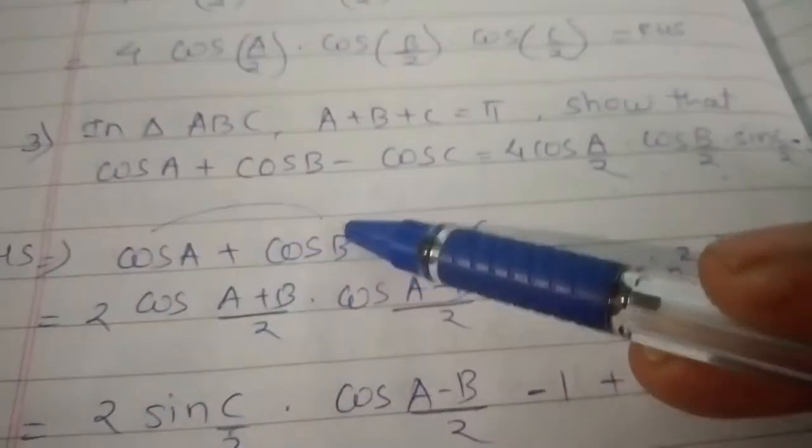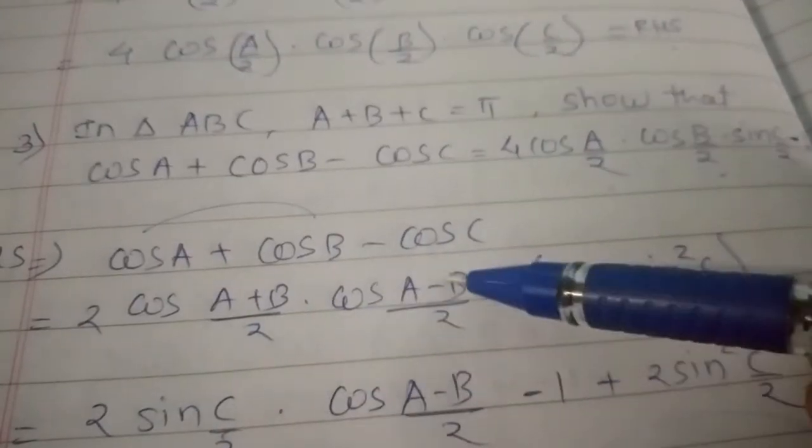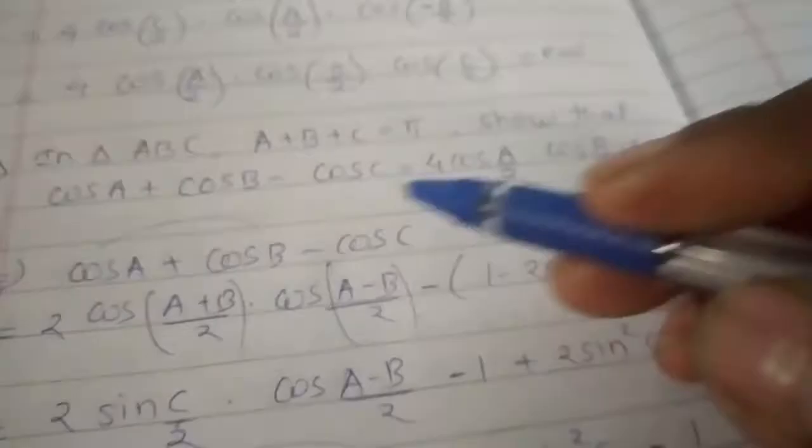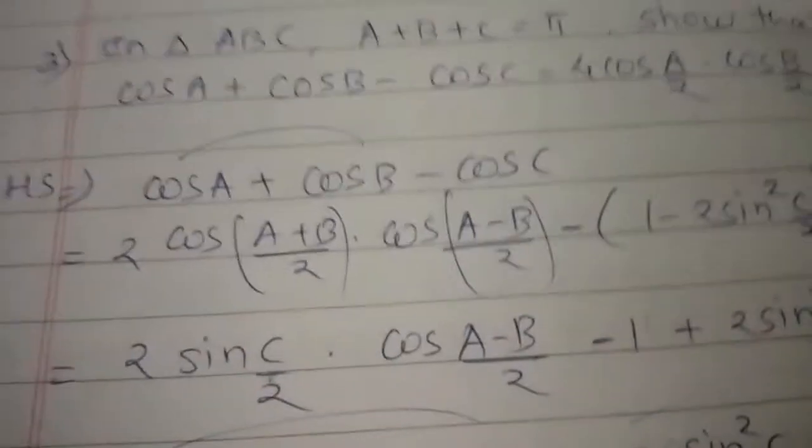Now we are applying the formula for cos A plus cos B, that is nothing but 2 cos (A plus B upon 2) into cos (A minus B upon 2). You can put the bracket for this one also. And this minus cos C, we write the formula for cos C, that is cos 2 theta. Cos 2 theta is equal to 1 minus 2 sin square theta. But here we are applying the half angle formula, so we get cos theta is equal to 1 minus 2 sin square theta by 2, using the same formula here. So 1 minus 2 sin square C by 2.